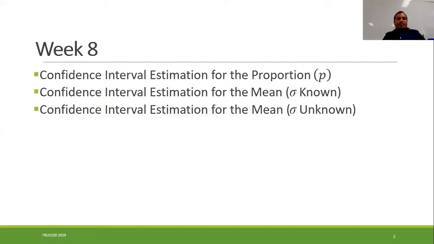So we started today's session with confidence interval. I was trying to convey the meaning of the confidence interval, and in today's discussion we will cover mostly the proportion, the mean, the confidence interval estimation for the mean. We will discuss that in the next class. So the proportion will be part of today's discussion.